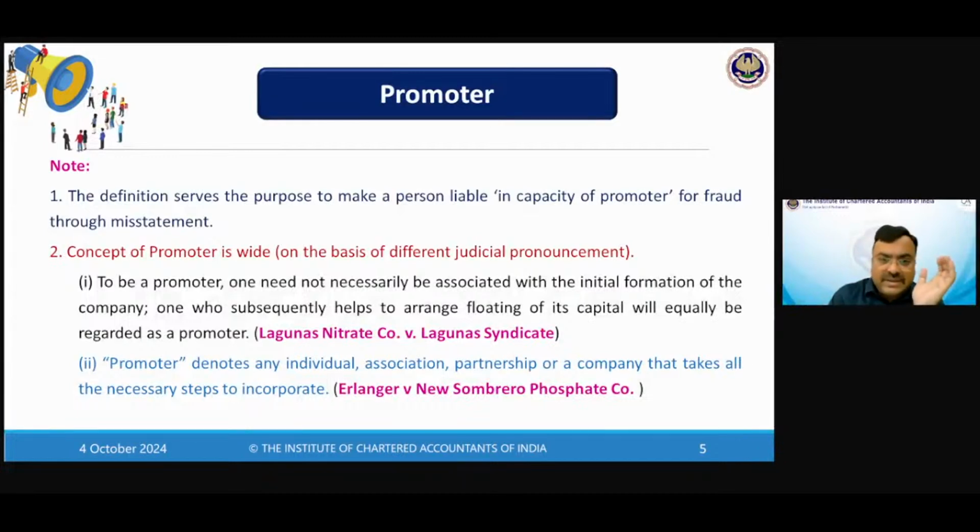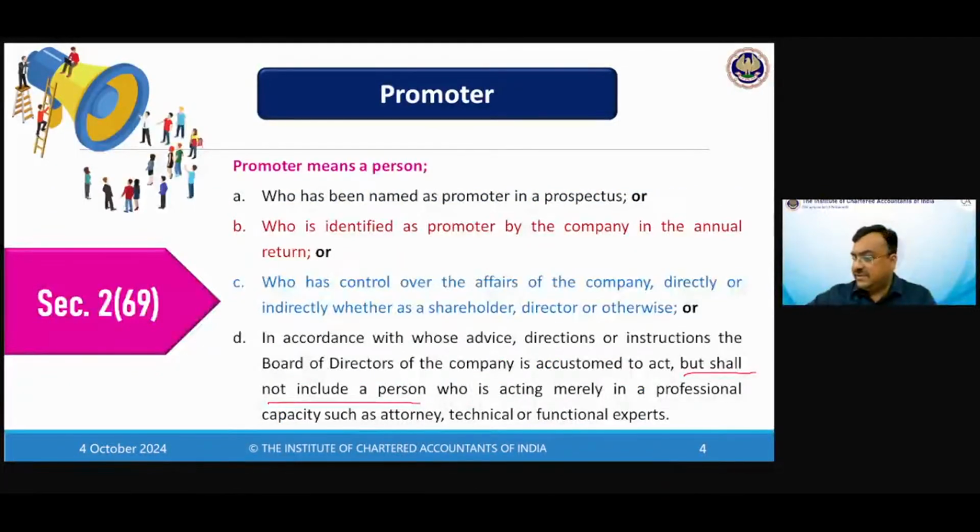Now, please read once again the definitions. Just a moment, बच्चों.